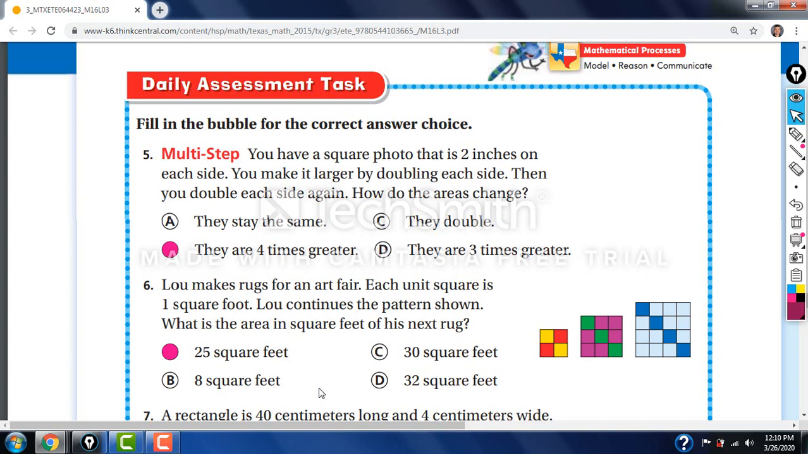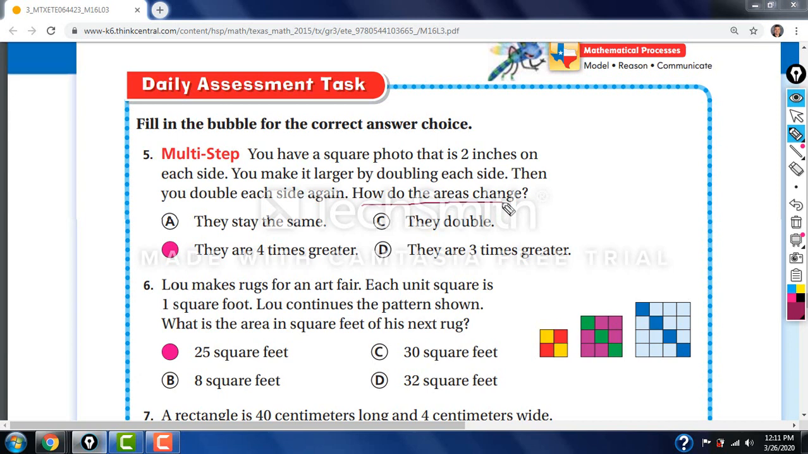So let's go ahead and look at this one. 16.3 multi-step. Again, we're analyzing how the areas will change, and if we just go step by step, drawing a picture and analyzing what we know, what they give us, we will be successful. So let's look at this one real quick. You have a square photo that is 2 inches on each side. You make it larger by doubling each side. Then you double each side again. How do the areas change?